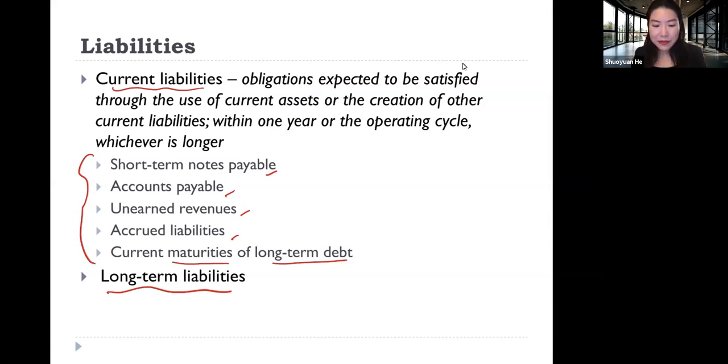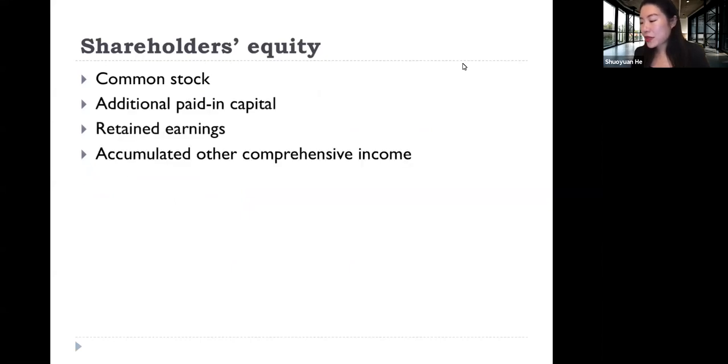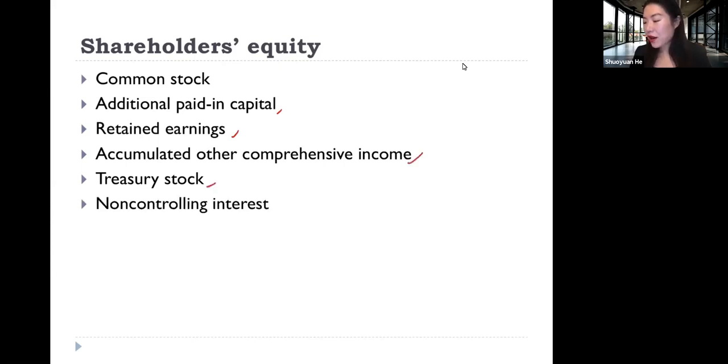And for long-term liabilities, sometimes they include items like long-term debt. So those are typical long-term liabilities. And shareholders' equity includes common stock, additional paid-in capital, retained earnings, accumulated other comprehensive income, treasury stock, and non-controlling interest.